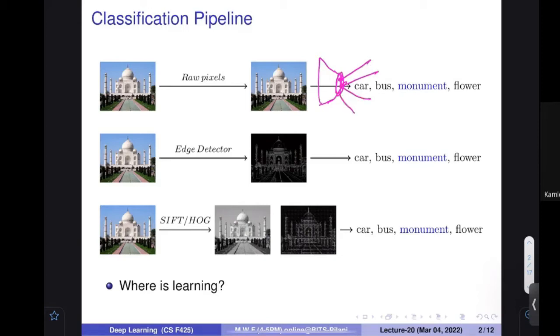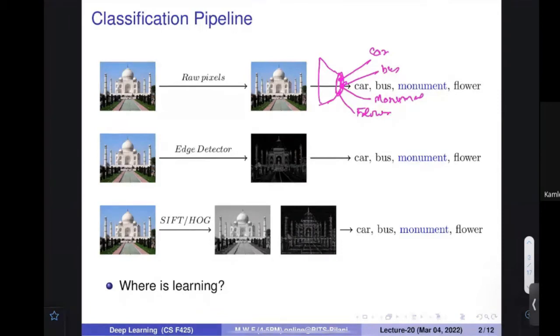How many neurons would be in my output layer in this particular problem? Can anybody please type? 4? Definitely 4, because one for car, one for bus, one for monument, and one for flower.